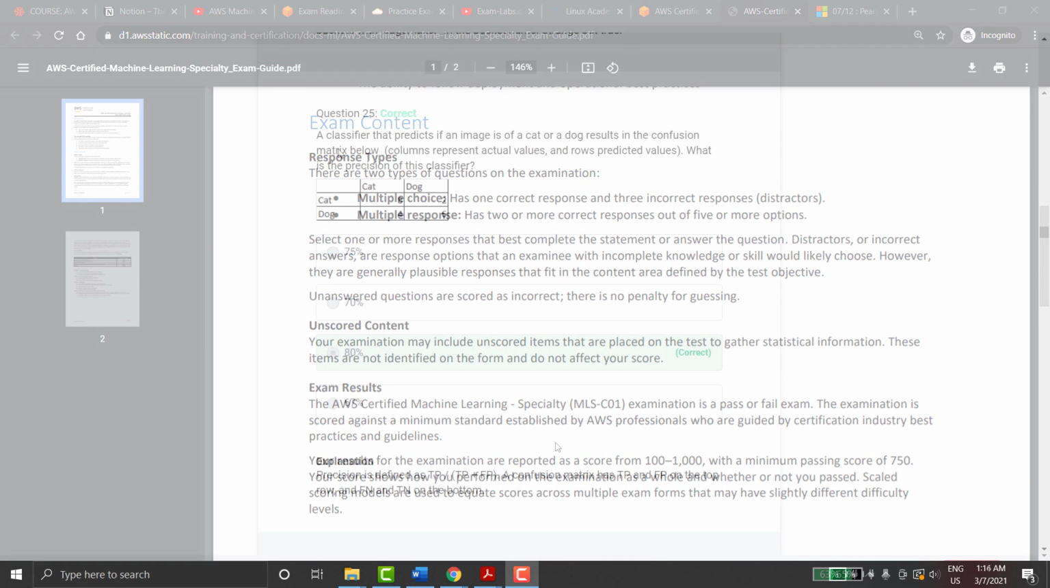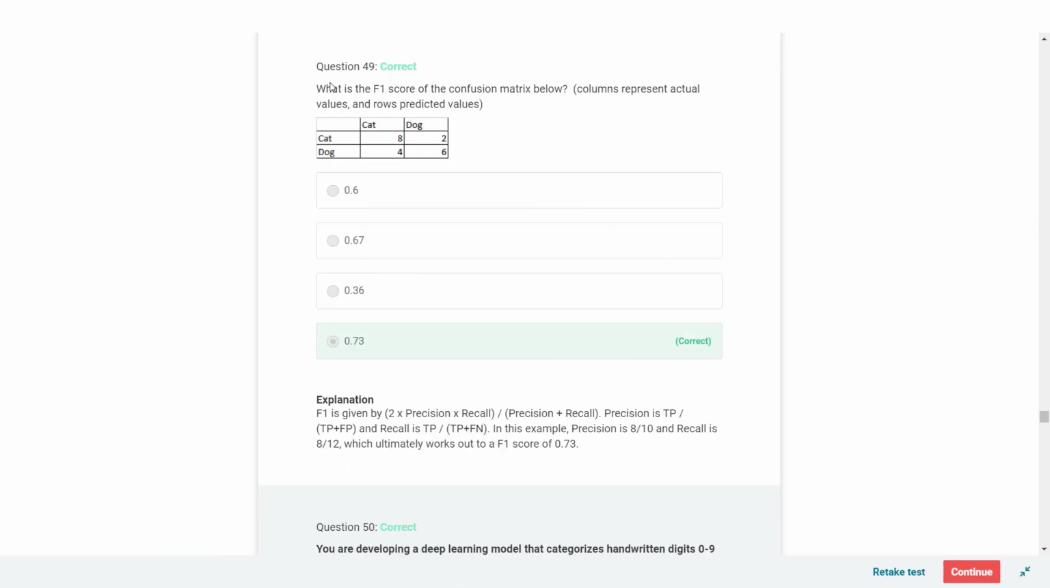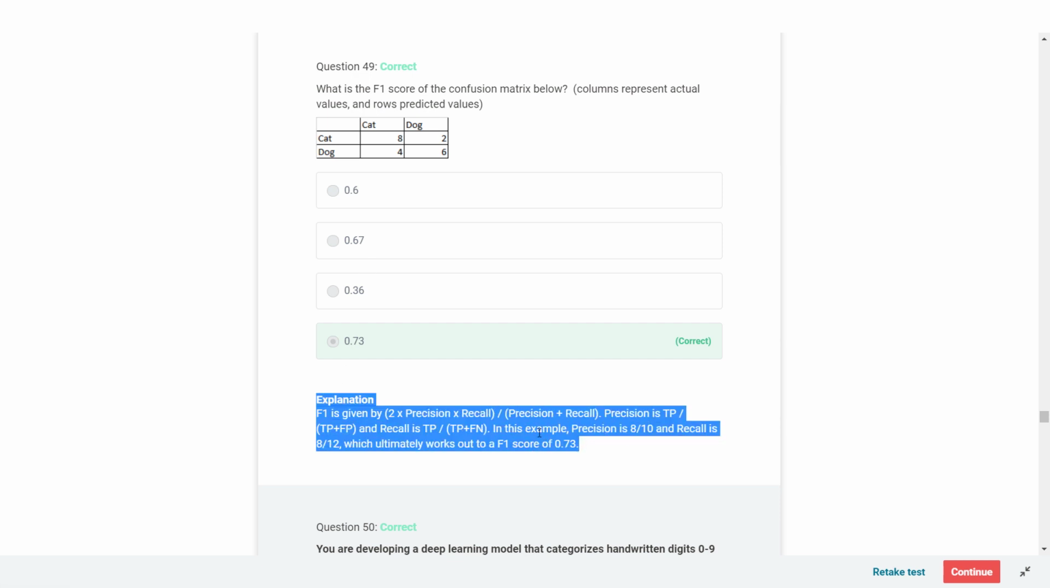You will not be allowed to have a calculator to perform calculations if a question requires it. If required, the calculation should not be difficult, and you must be able to do it in your head. Most of the calculations that you must perform quickly are related to metrics from the confusion matrix, such as precision, recall, F1 score, false positive rate, and so on.